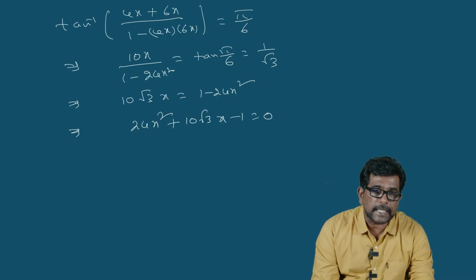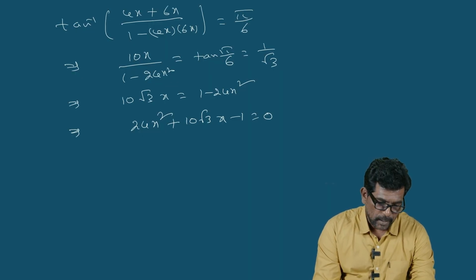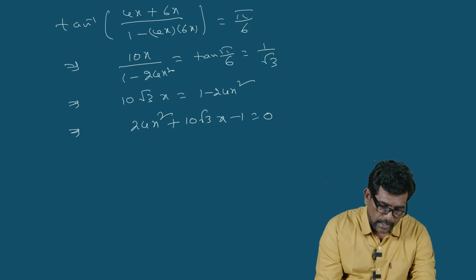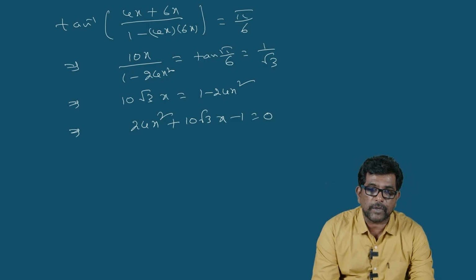How many roots in the interval x belongs to minus 1 by 2 root 6 comma 1 by 2 root 6? Now observing, it is very clear, it is 24x square plus 10 root 3x minus 1 is equal to 0. X square coefficient is positive. Hence, it is an upward parabola.